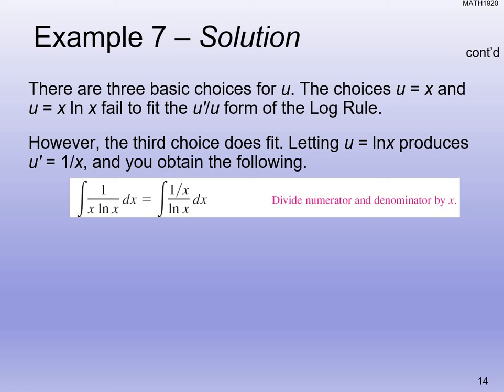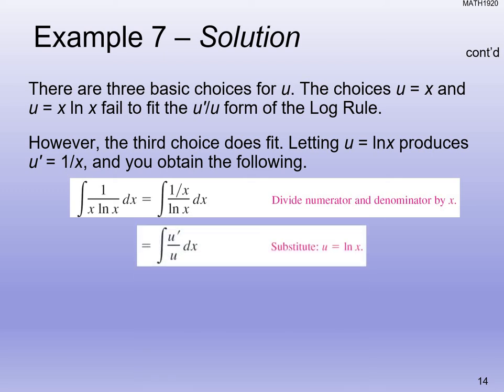So we can also divide the numerator and the denominator by x, simplifying things down here. That gets us into our u prime over u, right? We know if we took the derivative of natural log of x, we get 1 over x. So in this case, u is going to equal natural log of x, and du is going to equal 1 over x dx.